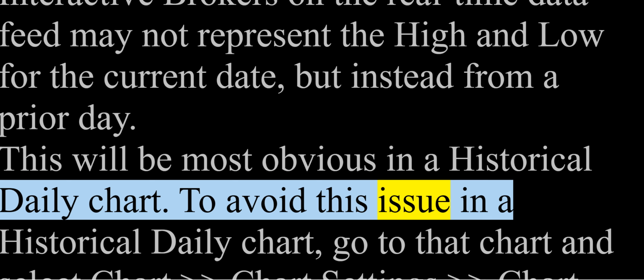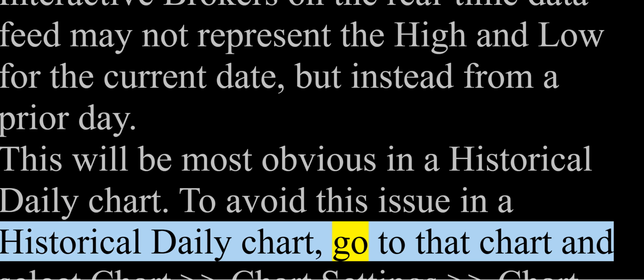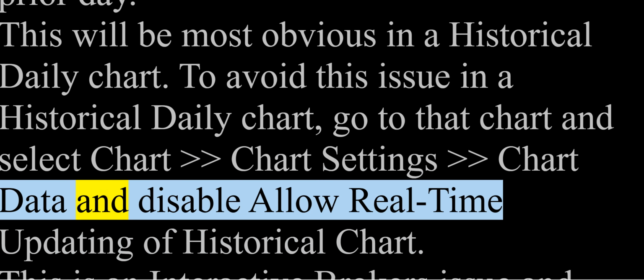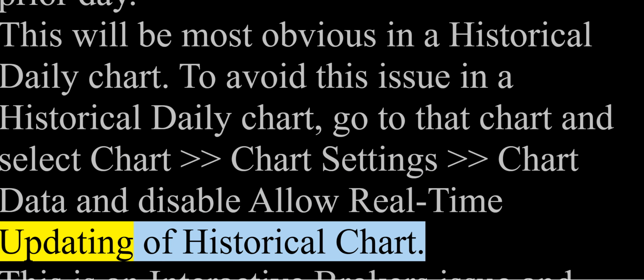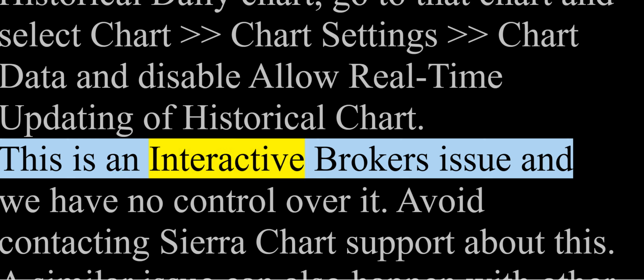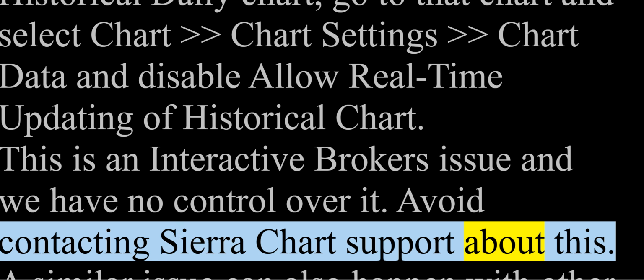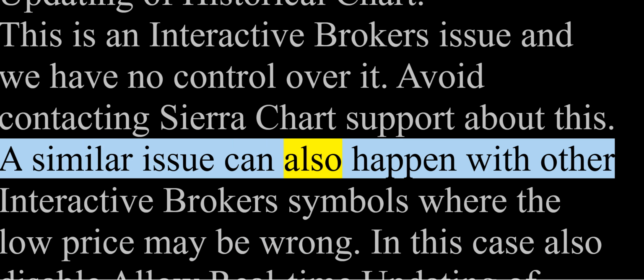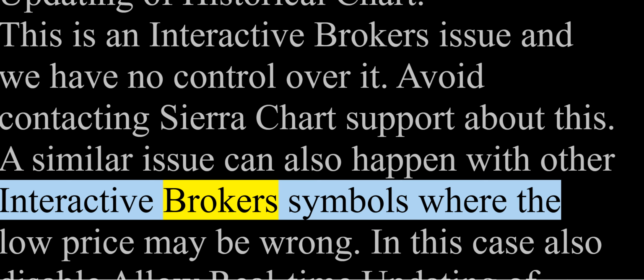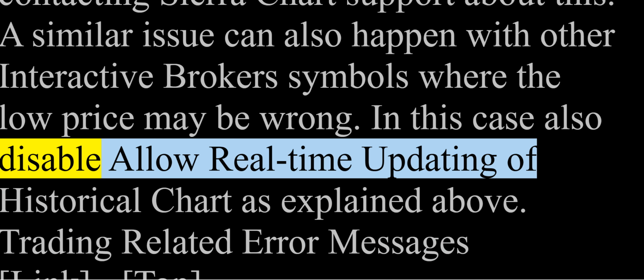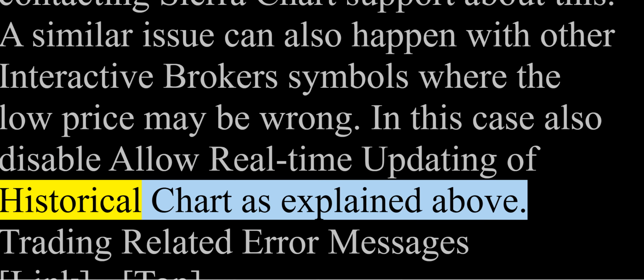To avoid this issue in a historical daily chart, go to that chart and select Chart, Chart Settings, Chart Data, and disable Allow Real-Time Updating of Historical Chart. This is an Interactive Brokers issue, and we have no control over it. Avoid contacting Sierra Chart Support about this. A similar issue can also happen with other Interactive Brokers symbols where the low price may be wrong. In this case, also disable Allow Real-Time Updating of Historical Chart as explained above.